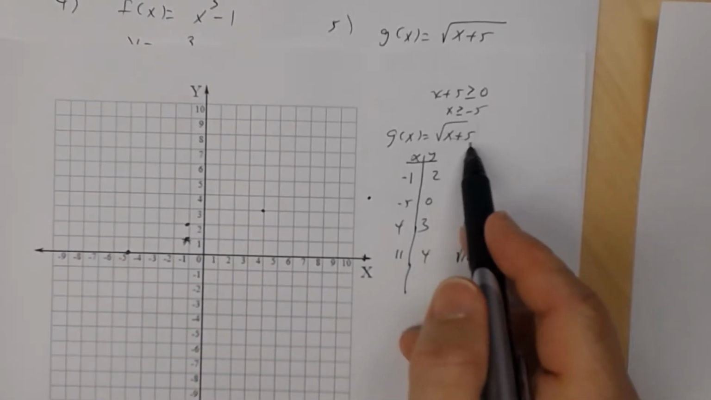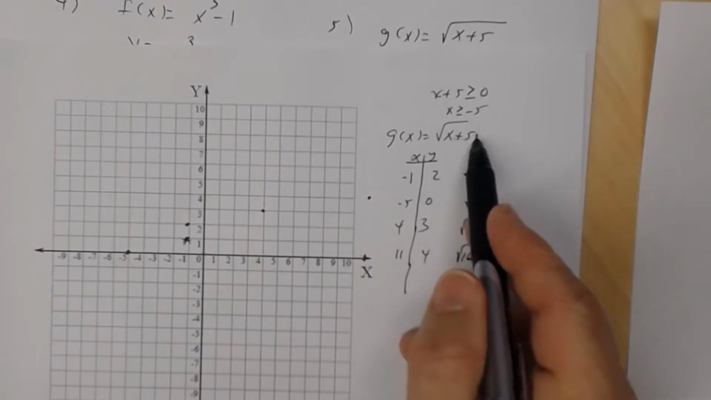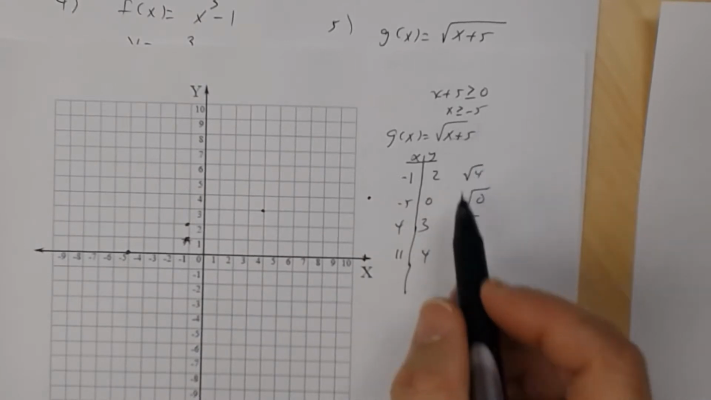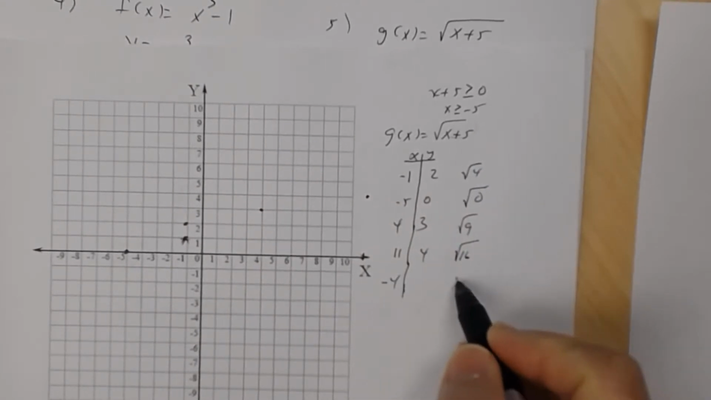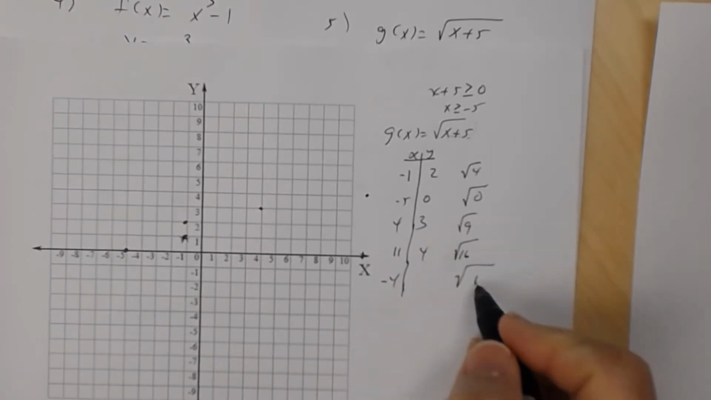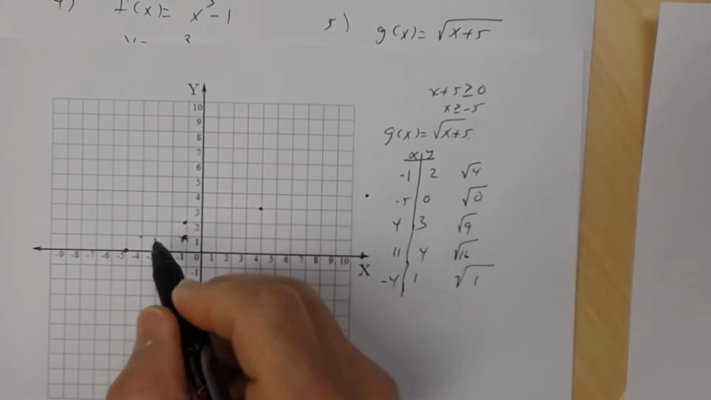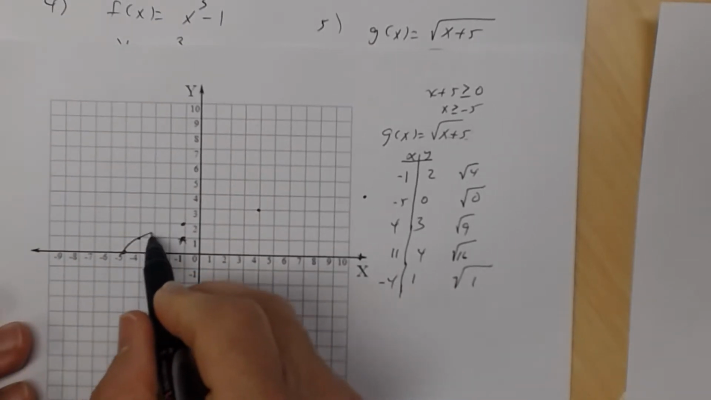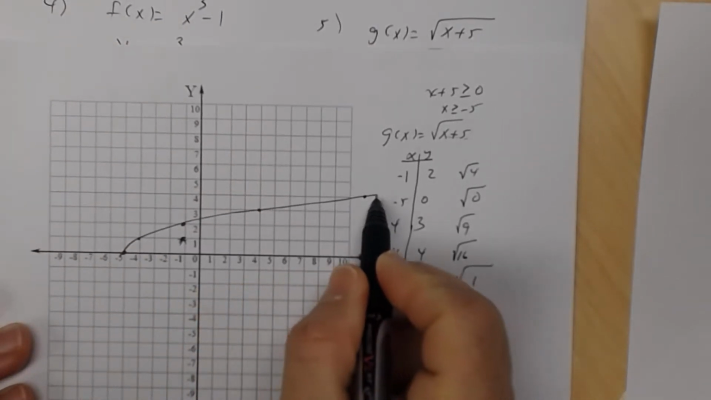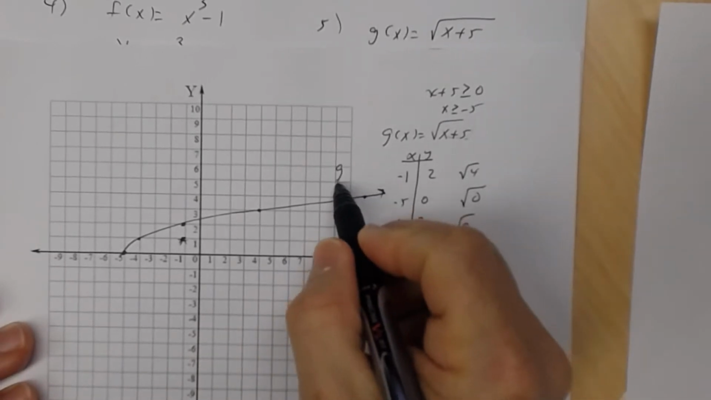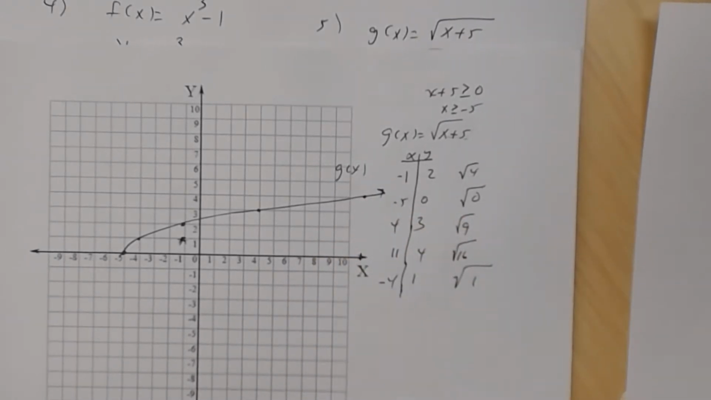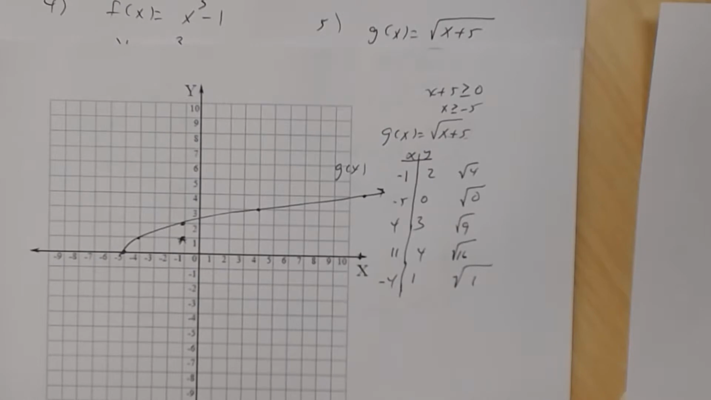Okay, so when x is negative, let's say 4, when x is negative 4, I get the square root of negative 4 plus 5, which is 1. The square root of 1 is 1. So negative 4, 1 is here. All right, so I guess it looks like this. Okay, so that is g of x. What I'm trying to find is the inverse of g of x. Okay, the inverse of g of x.